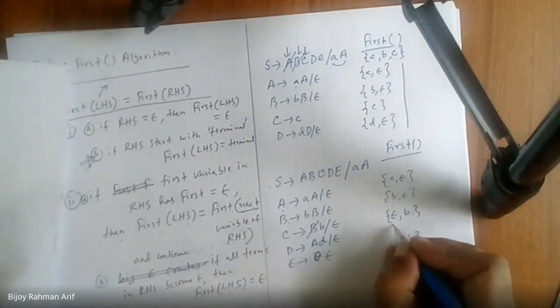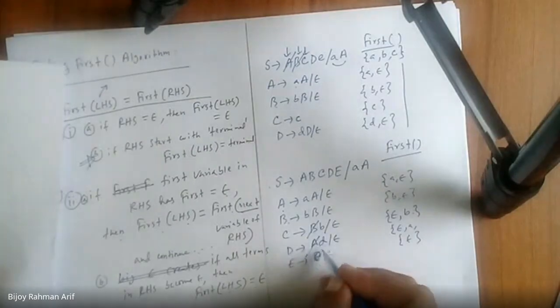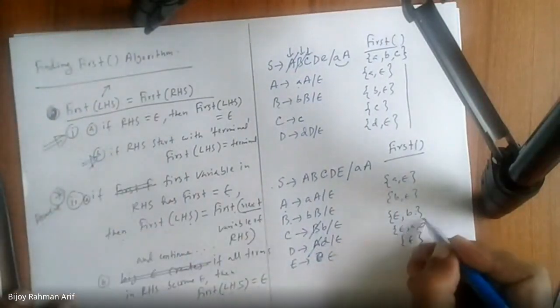Now let's go to here. First of D is nothing but epsilon is there, so epsilon. Then first of A. What is first of A? Small a and epsilon. If you put epsilon, this is crossed out. D is exposed. Now using rule number 1B, we also get D. Am I right? Right, sir.